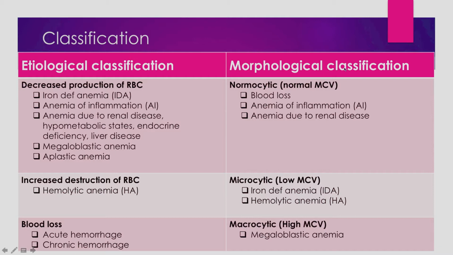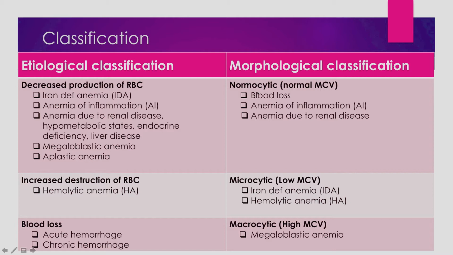Then morphological classification means according to the size of the RBC. Normocytic: normo means normal, cytic means size of the cell. So normal size, normocytic anemias, then microcytic, smaller size, microcytic anemias, and then macrocytic anemias, where the RBC size becomes bigger than normal.